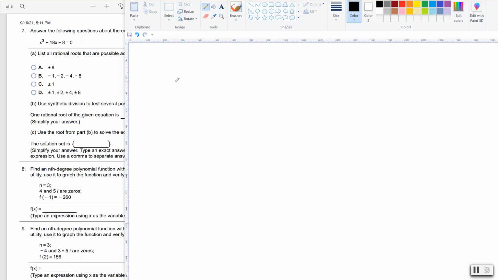Number 7. x cubed minus 18x minus 8 equals 0.